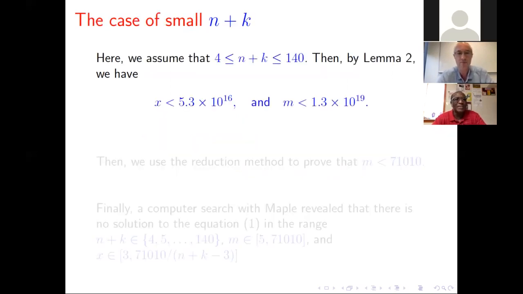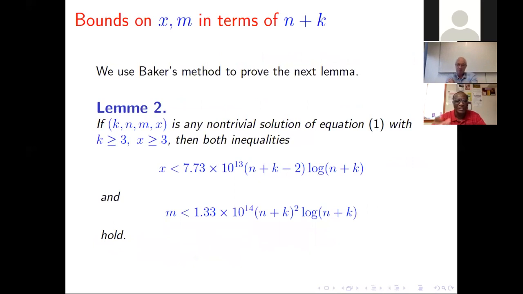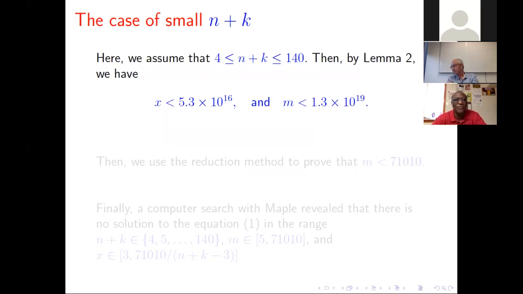The next step is to study the small values of n plus k. So we consider n plus k between 4 and 140. If we look at the previous result here, you replace n plus k by the highest value, that is 140. And we can see that x is less or equal to 5.3 times 10 to the power 16, and m is less than 1.3 times 10 to the power 19. So this bound is a little high to use a computer to determine all the solutions.